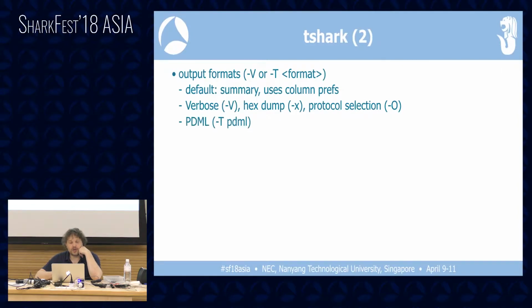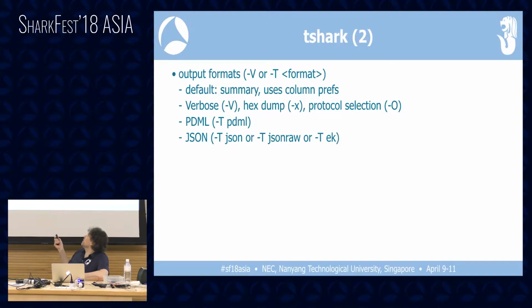There's PDML, which is a version of XML. So you can use an XML format if you're able to parse XML with other tools. There's also JSON output these days. I think it was added like 2 years ago or something. And if you want to push stuff into Elasticsearch, then the EK format is used. It should have been ELK, I guess, but it's EK.